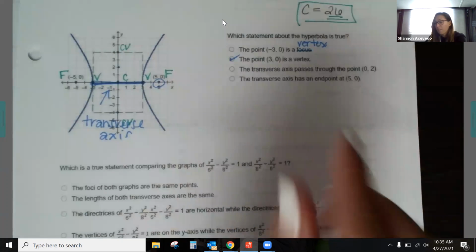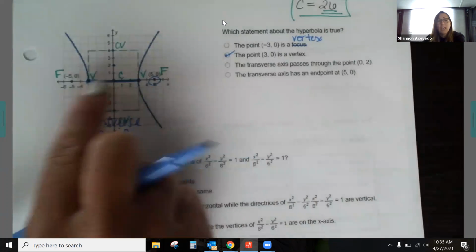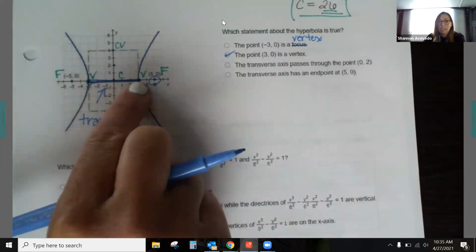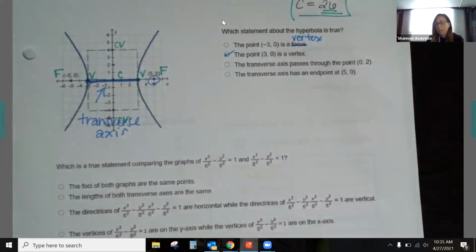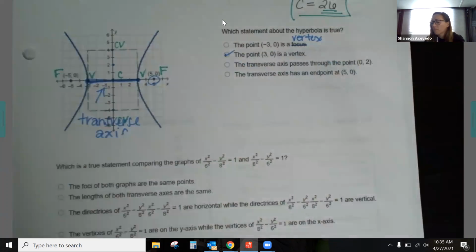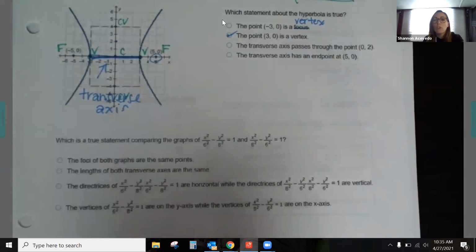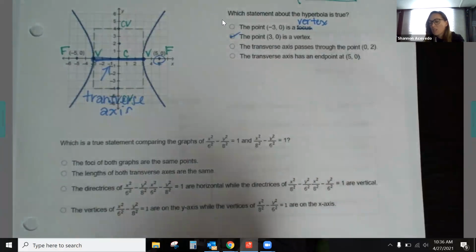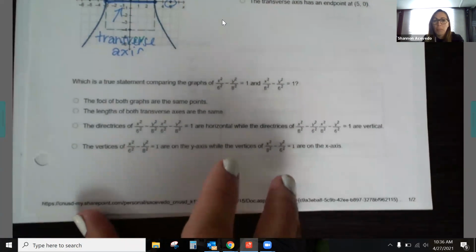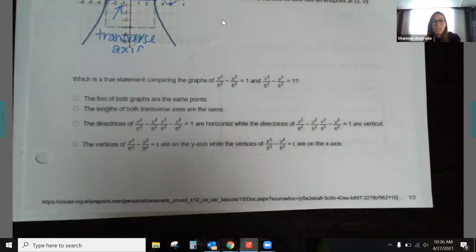And that's outside of it. So when we talk about the transverse axis, it's only going vertex to vertex. So the only one that's correct is this one here, that second one down. There's quite a few questions that are like that, true, false, or which one is true. So sometimes they could be tricky. So just kind of break it apart and see, can you figure out what the mistake is?